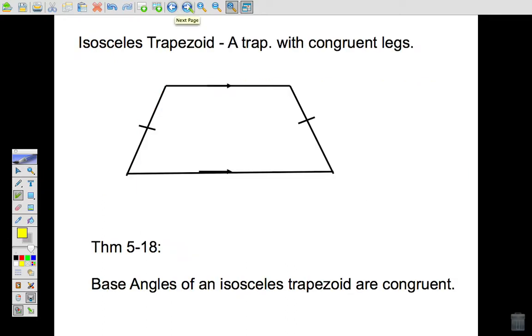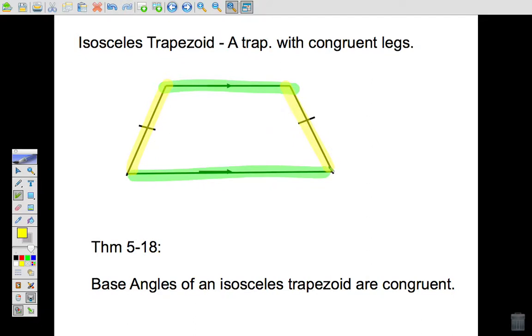Now as we continue here, a special type of trapezoid is what's called an isosceles trapezoid. So if you take a look at this diagram along with the definition, an isosceles trapezoid. Now we've had isosceles triangles, right? An isosceles triangle is a triangle that has exactly two sides congruent. Well, an isosceles trapezoid is similar. An isosceles trapezoid is a trapezoid with congruent legs. So notice what I have here. I have my two bases, which are the parallel sides, but then I have the two legs, which are congruent. And that makes it an isosceles trapezoid.